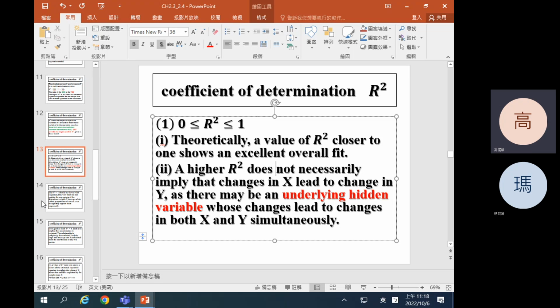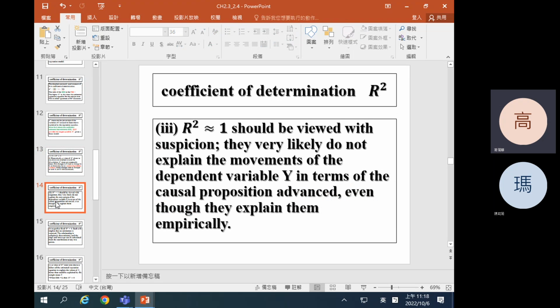And R squared can be very close to 1. If we have an R squared really close to 1, you have to view it with suspicion. Why? Because the model is very likely not explaining the movements of the dependent variable Y in terms of causal effect, even though it explains them empirically. This means that there's no causal effect implied if you have a higher R squared.